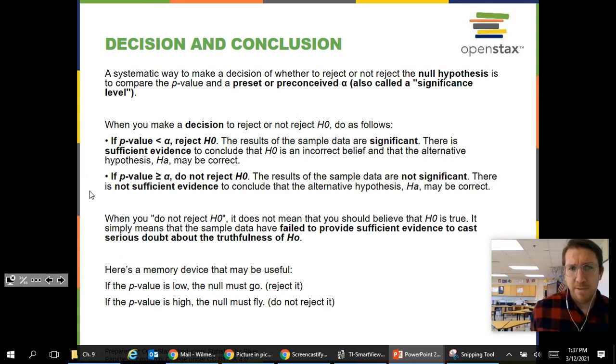that the alternative hypothesis may be correct. If the probability is bigger than or equal to the alpha, then we don't have enough evidence to reject. And that conclusion looks like this. The results are not significant. There's not sufficient evidence to conclude the alternative hypothesis may be correct.